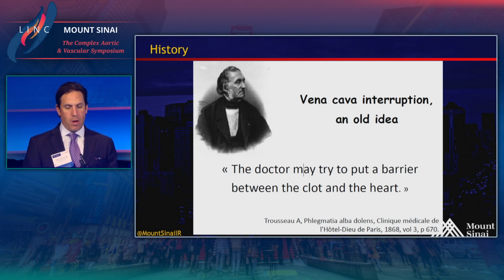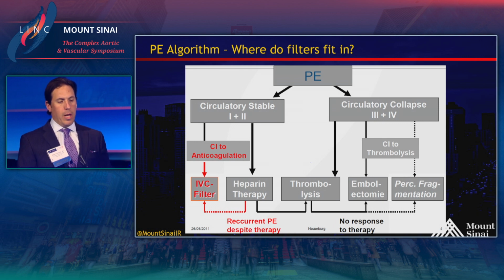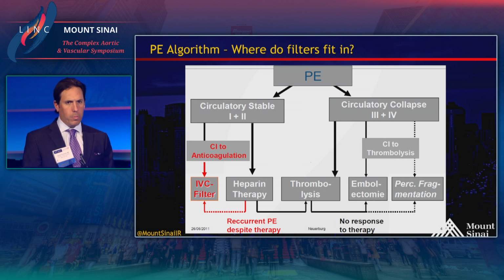This is something that's been talked about and been done for a long time. Interestingly, the filter code that we use was based on vena cava interruption, which is a surgical code, which is definitely why the reimbursement was so high initially when filters were placed, because it was based on a surgical reimbursement code. I think we went over this a little bit, but where do filters fit in within the PE algorithm?